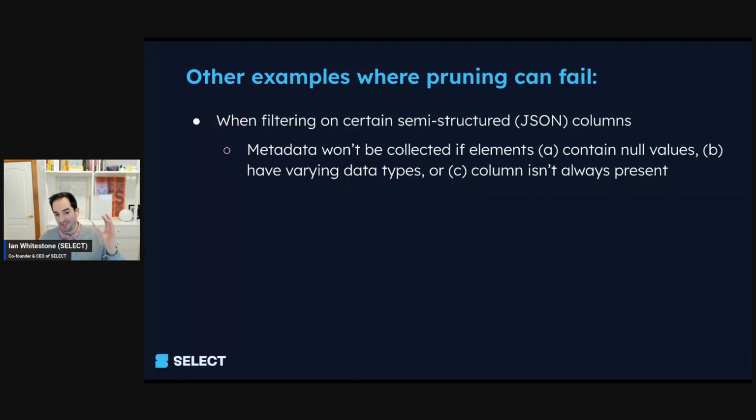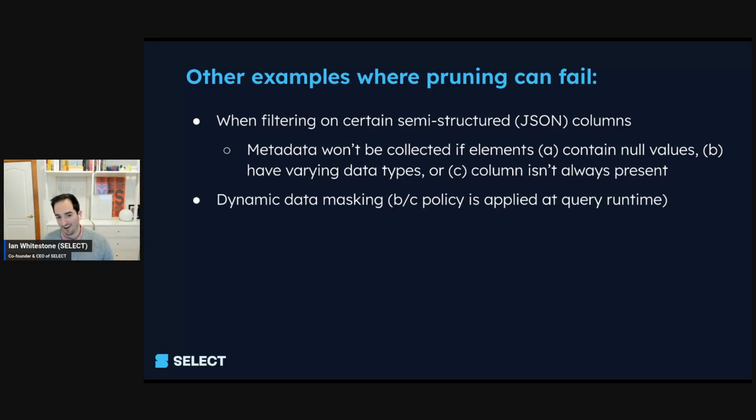There are a few exceptions though, where they don't collect metadata and therefore static pruning won't work. That's if a single element has null values across any of the records. Another is if that column has a varying data type. For example, let's say in one row you have an ID that's a number, and then later on it becomes a string. They won't collect metadata for that varying data type. And also if that column is ever missing from certain rows, they will not collect metadata for it. So any of these cases are scenarios where pruning won't work as well. So always be careful of that.